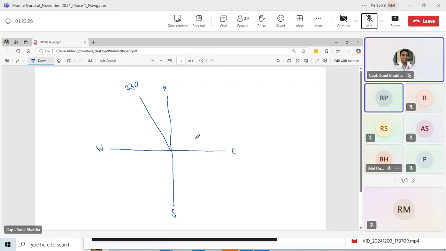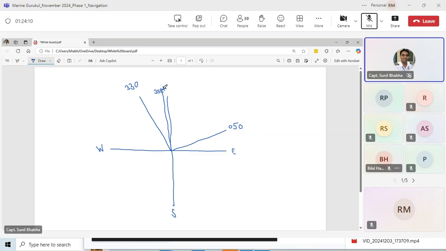050, sir. So here is 050, beta. Next one. 358, sir. Okay, so let's mark 358 also. 358 would be somewhere here. Right, beta? Yes, sir. This is 358. So we have the three bearings now.